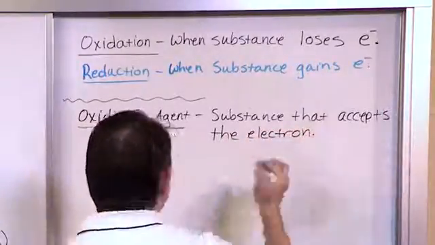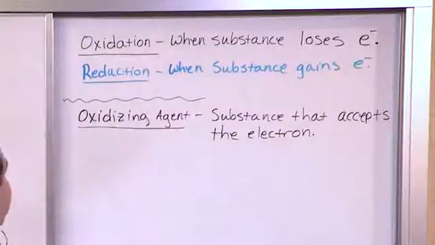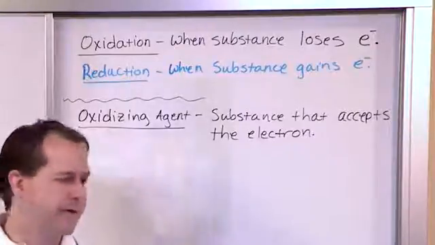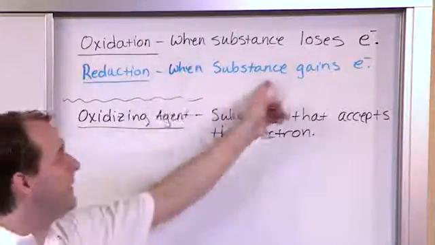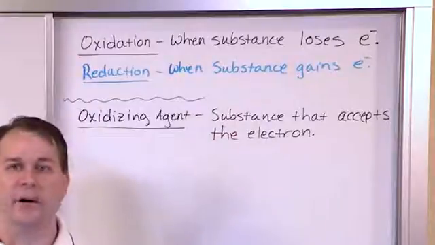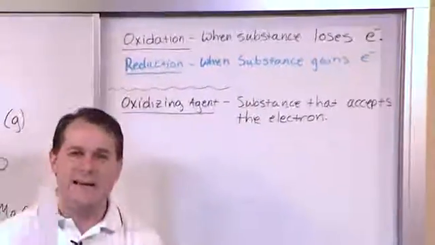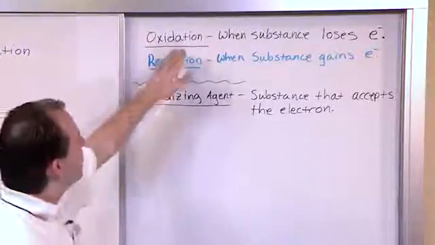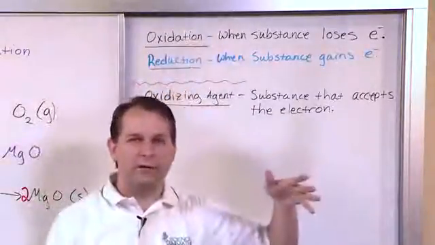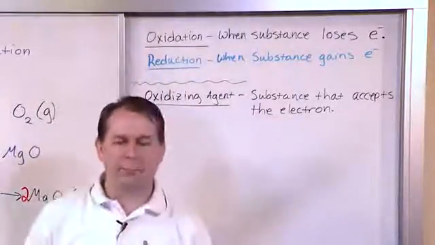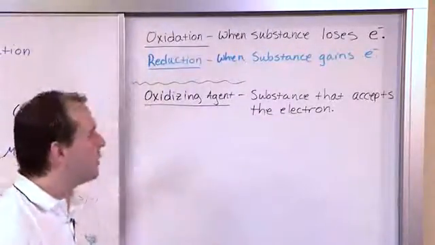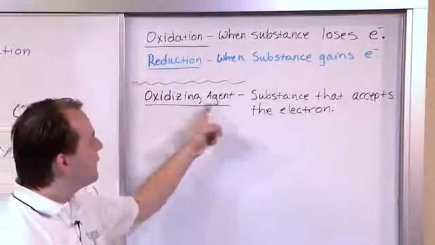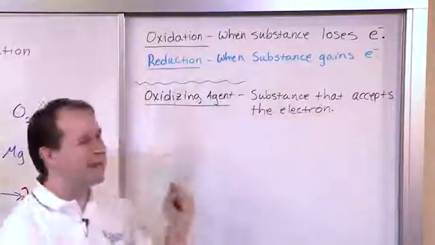When I say it accepts the electrons, what I mean is, in a redox reaction, something's being oxidized and something's being reduced. They go hand in hand. If something is losing electrons, something must also be gaining those electrons that have been lost. So oxidation and reduction are tied at the hip. That's why we call it redox. If something is being oxidized, it's losing electrons, so there must be something present in the reaction that's taking those electrons in, that's accepting them. Whatever is taking those electrons in is called the oxidizing agent.